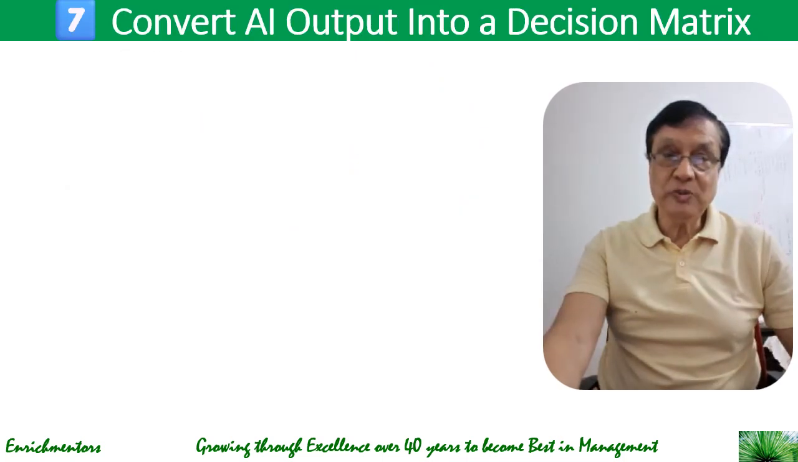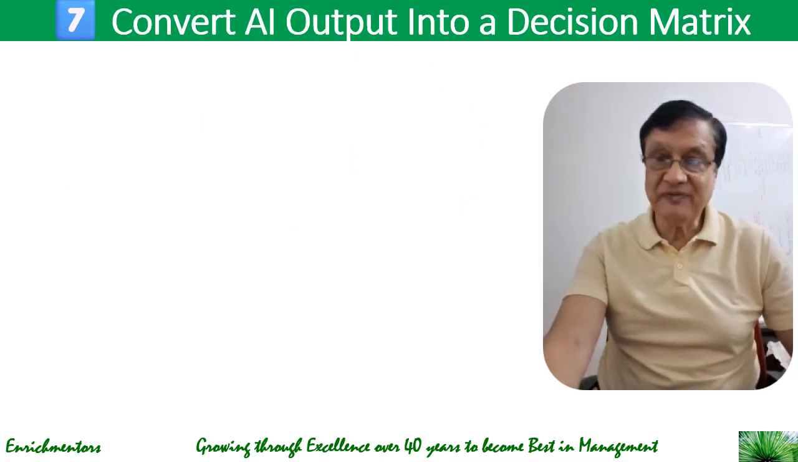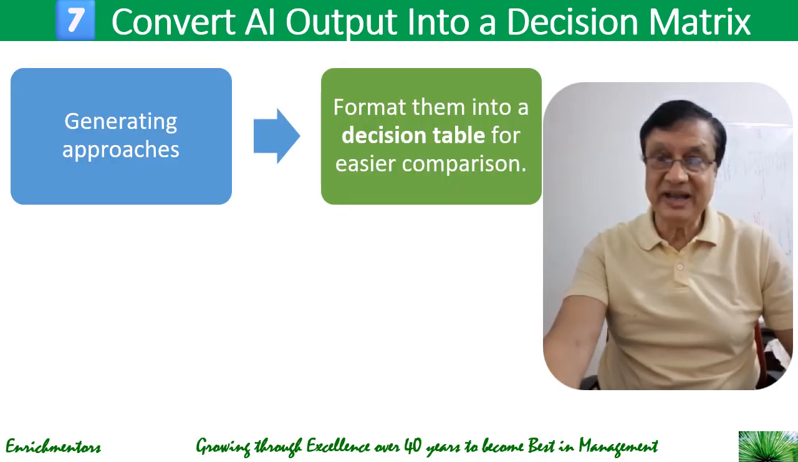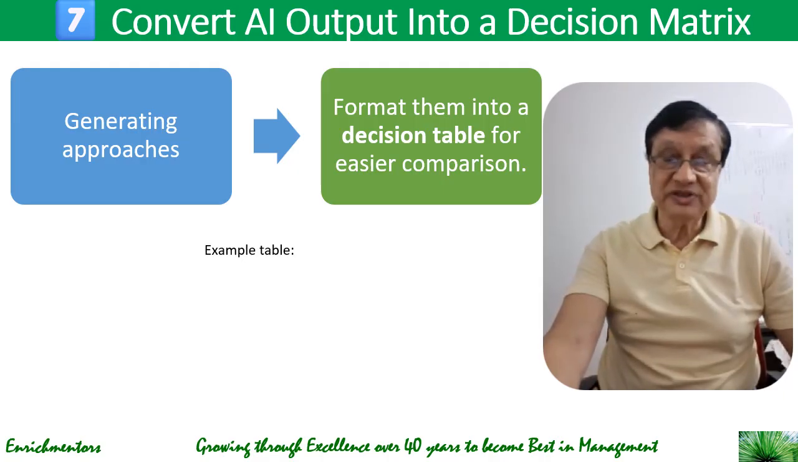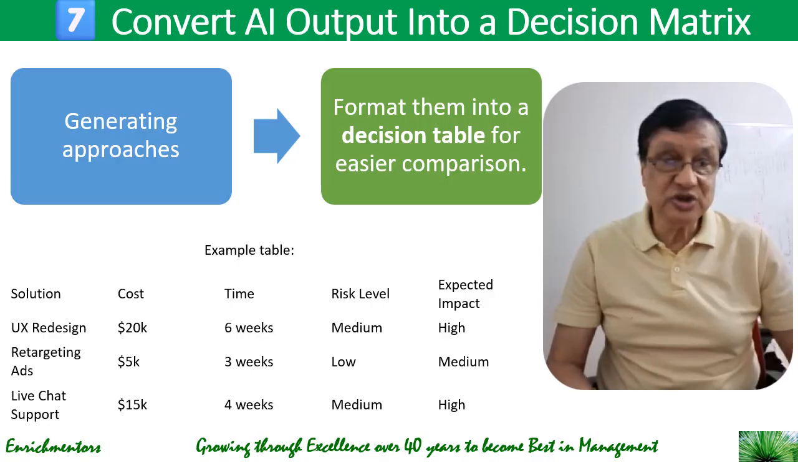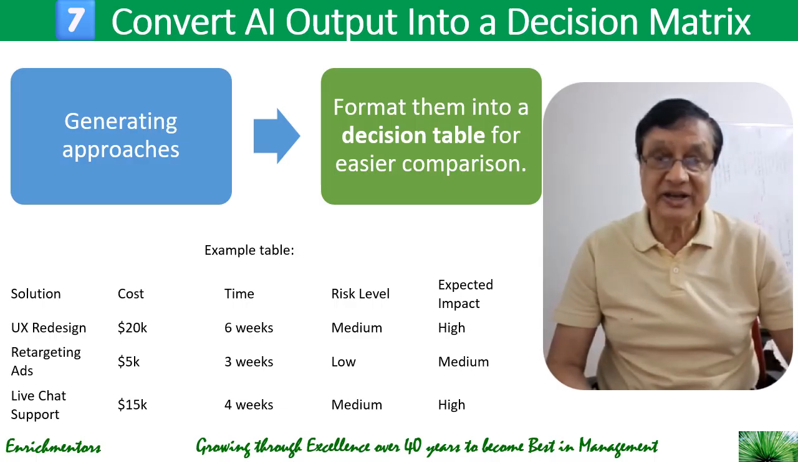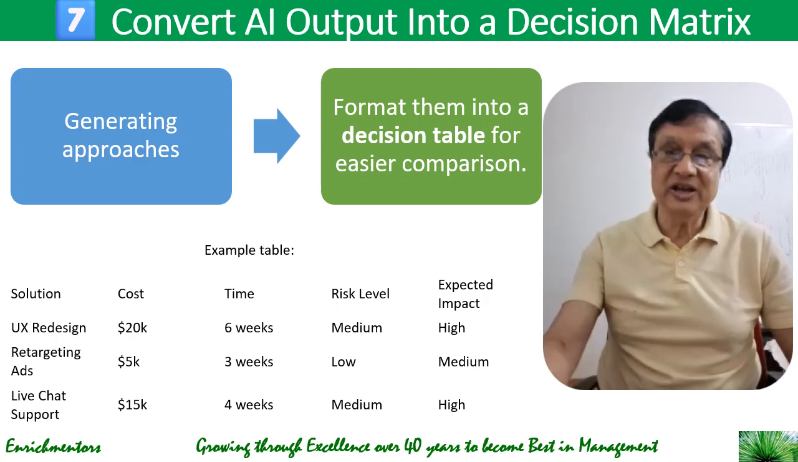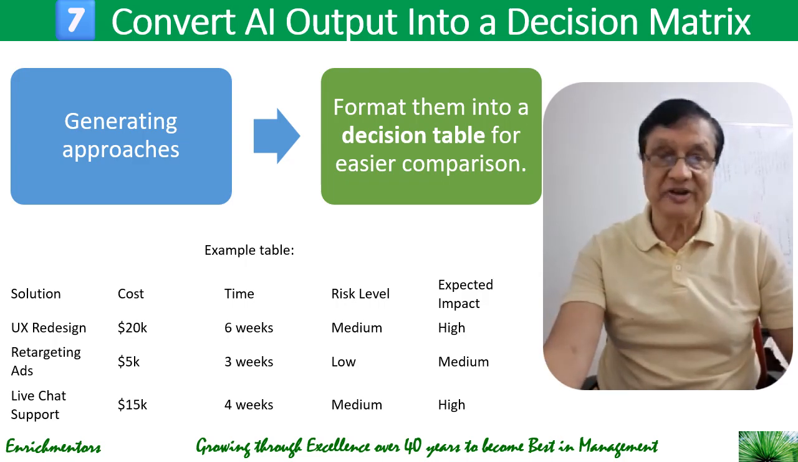Then convert AI output into a decision matrix. After generating approaches, ask AI to format them into a decision table for easy comparison. An example of such a table is what you will see here now. The three solutions generated at the top of the list are UX redesign, retargeting ads, and live chat support, and then you have the cost, time, risk level, and expected impact of each. Like this, you can convert AI output into a decision matrix.